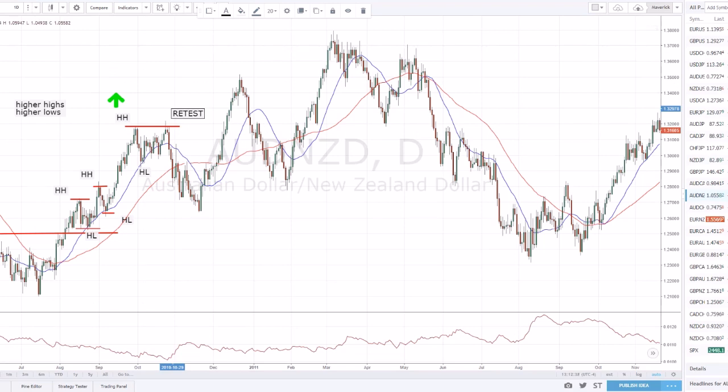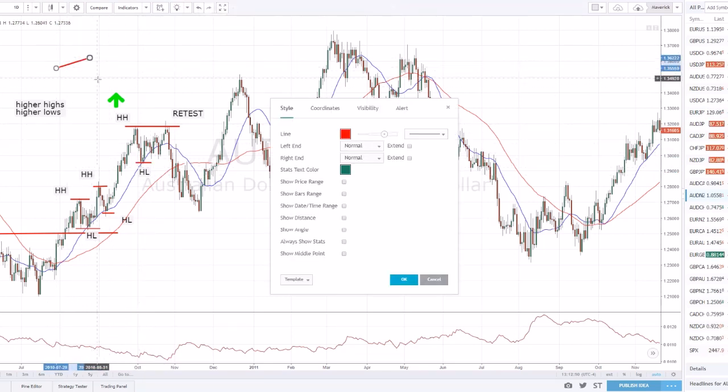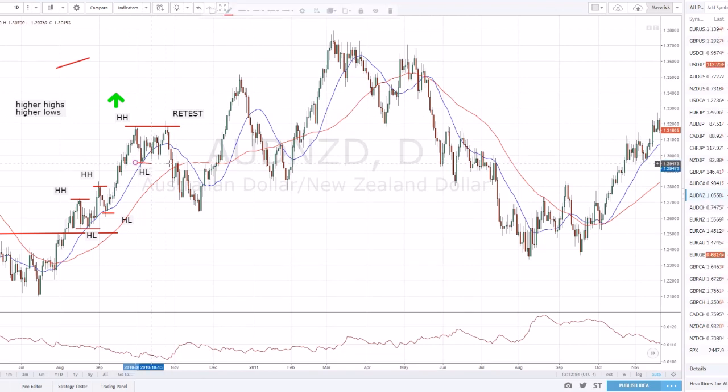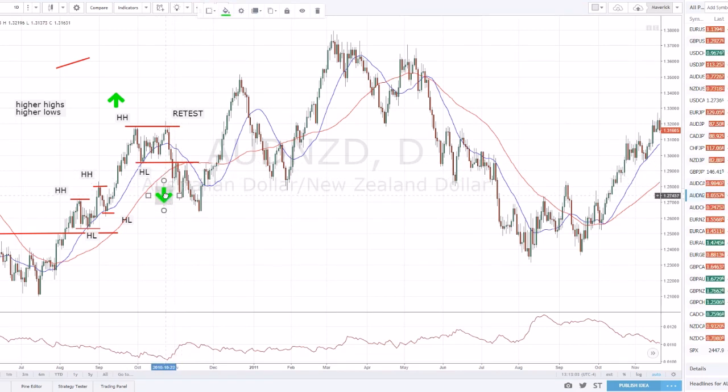Now when we see a change in structure, we've got an uptrend all the way, right? Higher low, higher high, higher low, higher high, higher low, retest. Then price came back down to the higher low. And what did it do? It broke right through it. So what this right here is showing is price is no longer in an uptrend. Right?